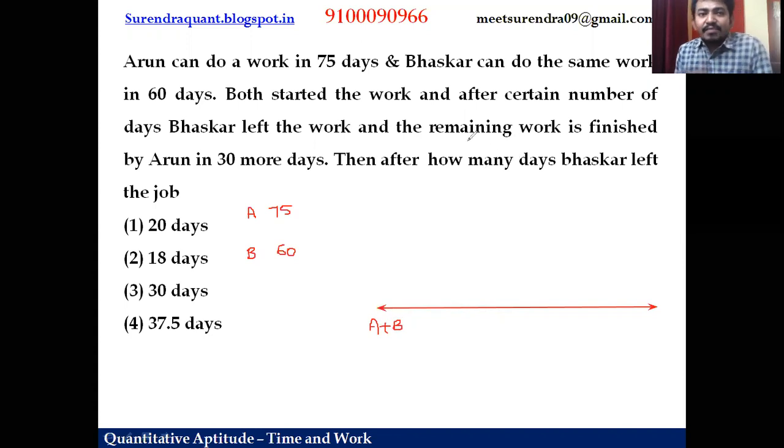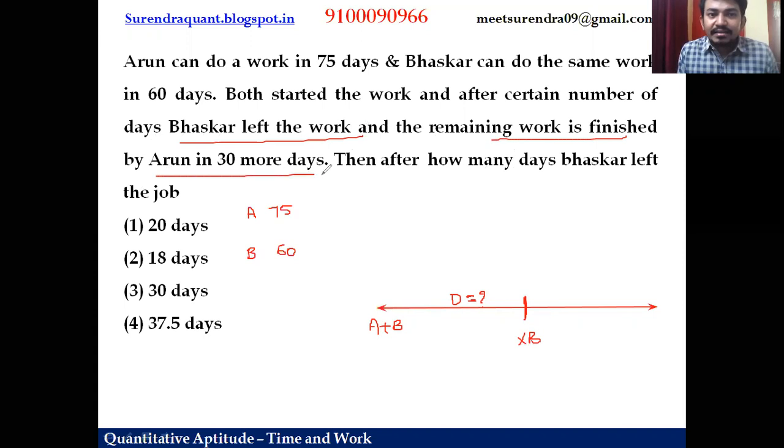But after a certain number of days, Bhaskar has to leave the work. So they work for some days. We don't know for how many days they have worked. But after that, Bhaskar left the work, right? And the remaining work is finished by Arun in 30 more days. So later on, after Bhaskar left the work, Arun continued for 30 days to finish the remaining work. And then the work is done. Then after how many days did Bhaskar leave the job?